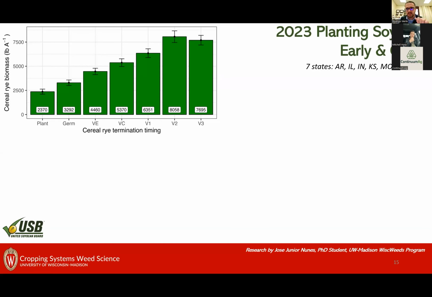So here's some data. Okay, 7 states. We've done this research. So we planted the beans as early as we could. So let me just put in perspective our Wisconsin scenario. Last year was April 20th. It varied a little bit from state to state, but overall, this early planting is usually in April across the Midwest. Okay, so if we plant and terminate at 2,000 pounds of biomass at that time, Mitchell, am I happy ahead of my soybeans? Do I have my 4,000 pounds?